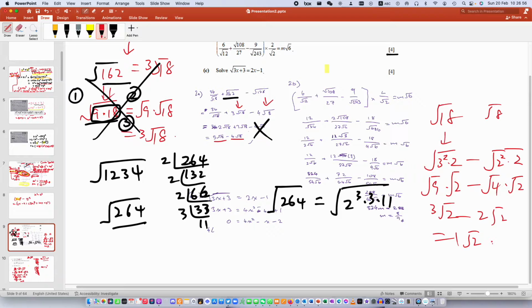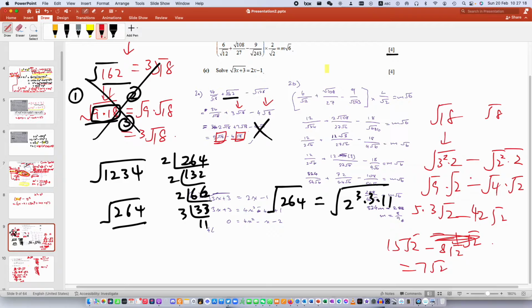Over here, I just take this part only. So basically, you should do 5 times this, 4 times this. So you end up with 15 square root 2 minus 8 square root 2. But anyway, you are wrong. That's why I say you are wrong.